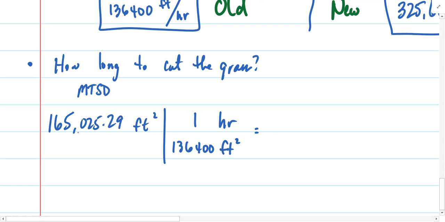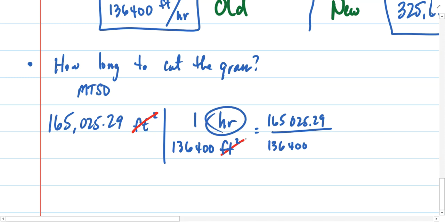It's very helpful here. By starting with the amount that needs to be covered in square feet, and then placing our rate at which we can cover that in square feet per hour. Notice I had to flip this over. I had to put square feet on the bottom in order to get square feet to cancel in this T-chart. But writing them this way, it becomes a bit more clear. It's supposed to be the 165,000 divided by the 136,000. That's the order in which you should divide.